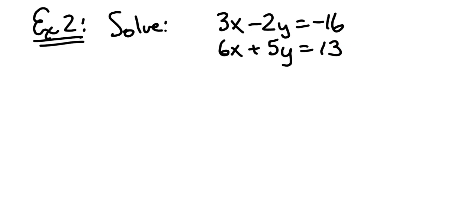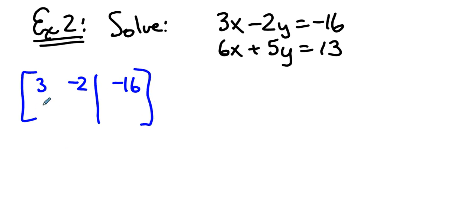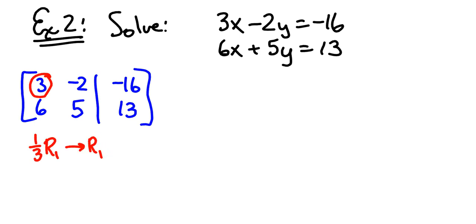And I'll go a little bit more quickly here because not only have you read, but you've already seen, and also you are able to hit the pause button when you need to. So goal 1 will be to get a 1 here. How do we do that? We take 1/3 of row 1 and stick it in row 1. So 1/3 of that, 1/3 of that, 1/3 of that.